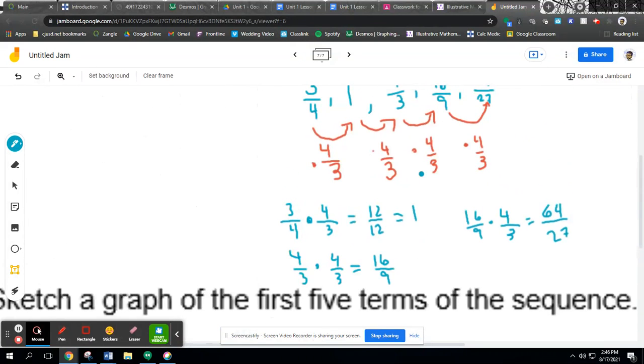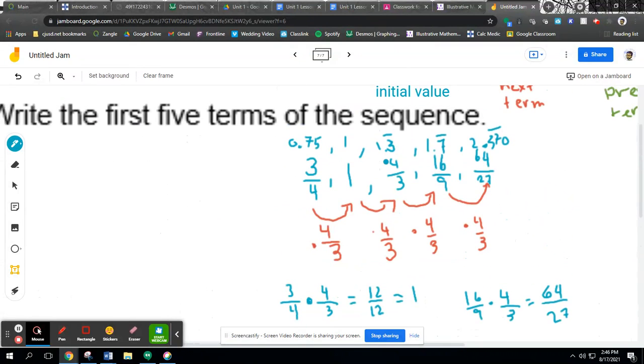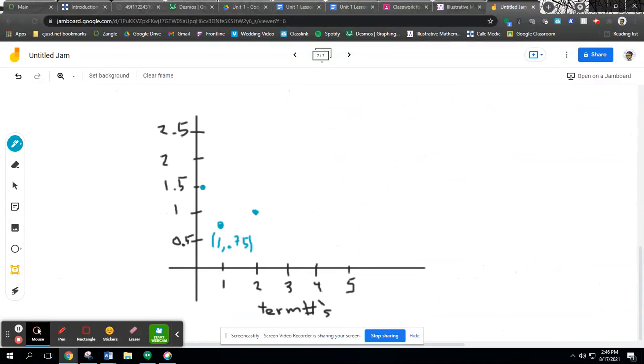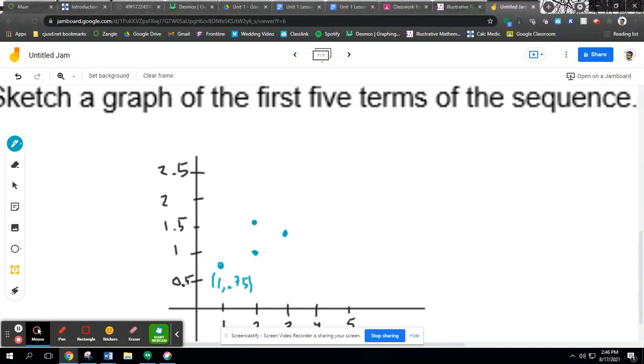The second term we saw up here was 1. So (2, 1). The third term was 1.3, 4/3. So a little less than here, so about right there. Not quite at 1.5 yet. Fourth term is 1.7. So somewhere in between 1.5 and 2. So like right here. The fifth term is 2.37. So something like right here.